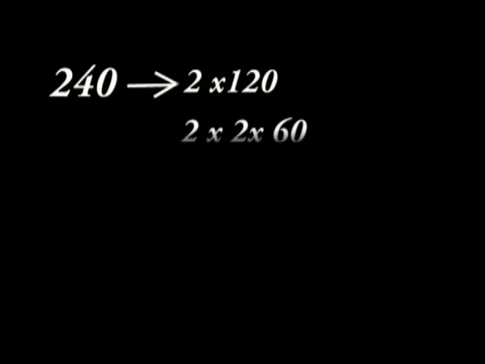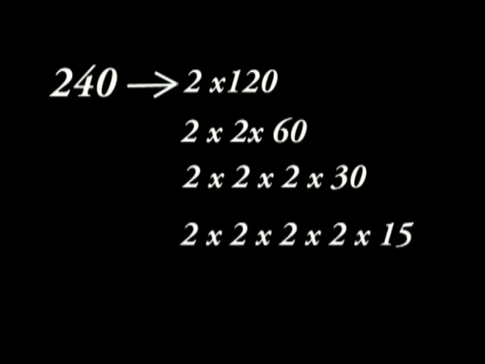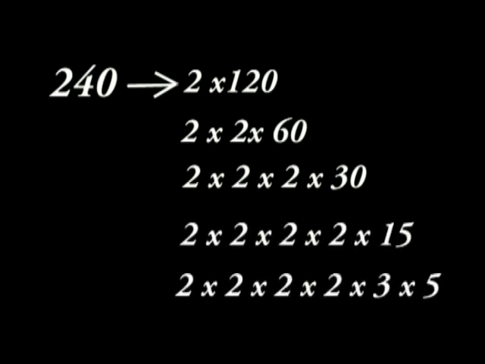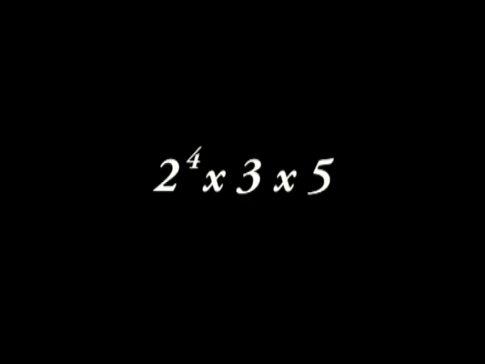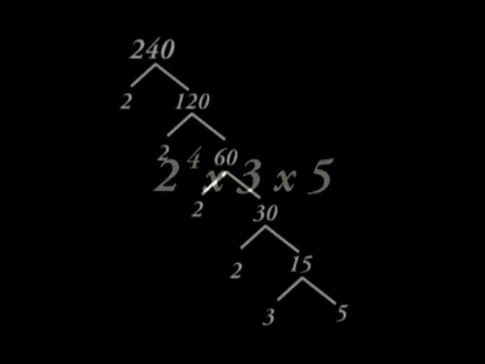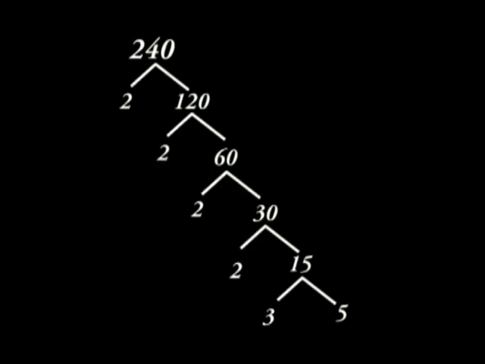240 can be prime factorized as follows: 2 times 120, then 2 times 2 times 60, 2 times 2 times 2 times 30, all the way until we have 2 raised to power 4 times 3 times 5. It can also be expressed in the form of a tree diagram as in the case above, which is illustrated below.